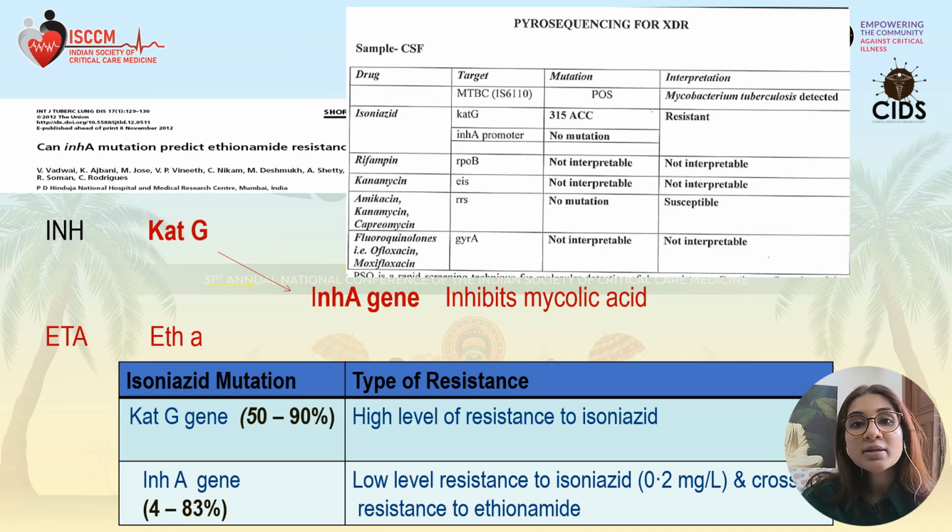We can also send the CSF samples for pyrosequencing. And pyrosequencing not just detects MTB, it also tells us about the mutations. So the katG mutation as well as the inhA mutation for the isoniazid can help us in choosing our anti-TB regimen. If suppose there's a katG mutation which is detected here, that means we cannot use high-dose isoniazid, and it is the ethionamide which has to be used for the treatment in the MDR-TB regimen. Besides, we can also detect resistance mutations to the rifampicin, kanamycin, as well as to the fluoroquinolones with the gyrase.